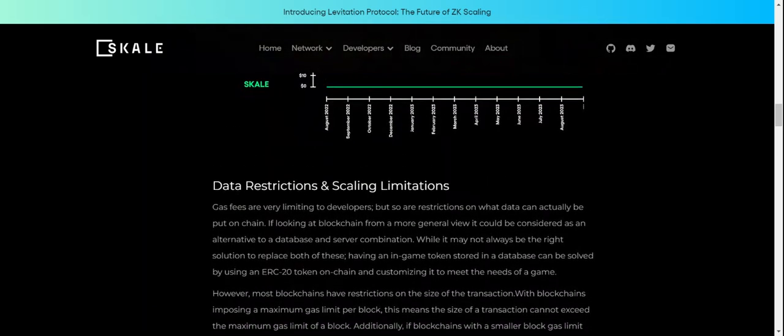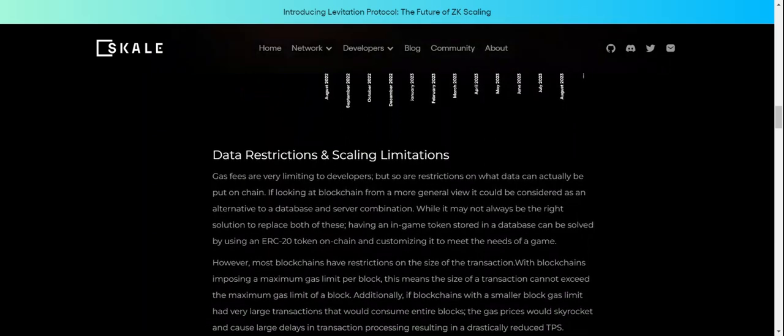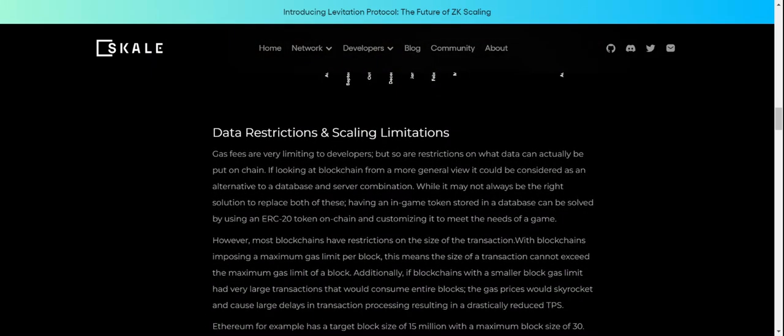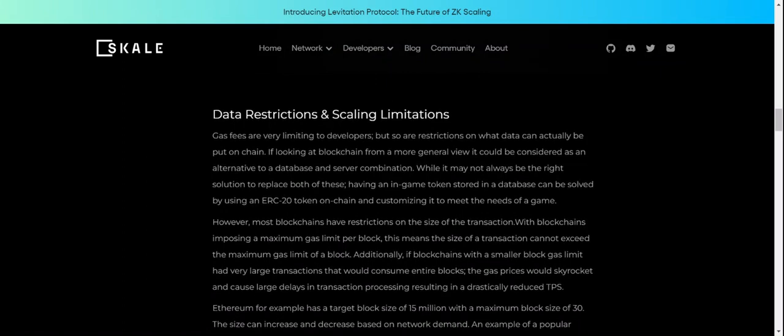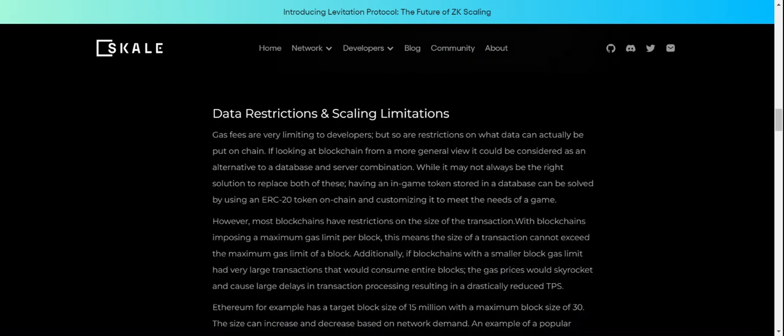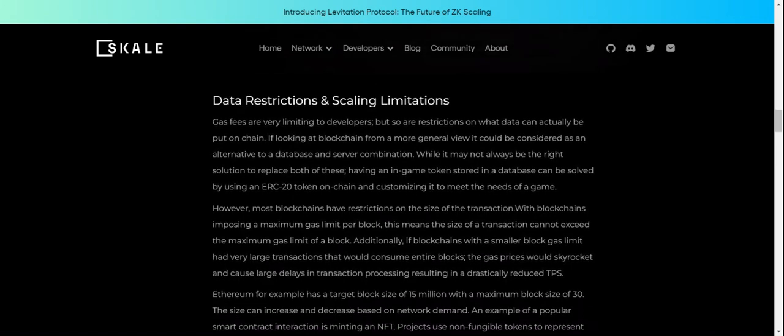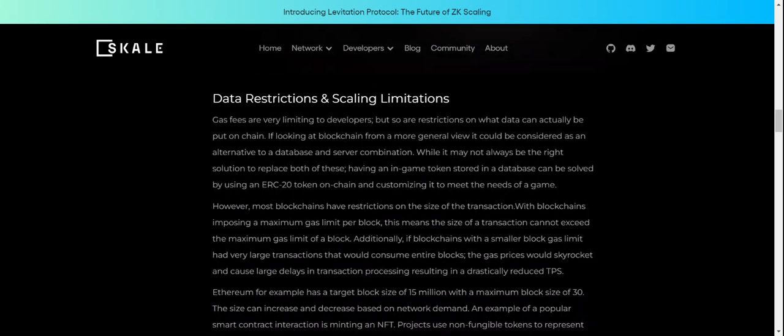Now another limitation wey dey for web3 space na data restriction and scaling limitation. Gas fee dey limit developers, but restriction on wetin data fit actually be on chain. If you dey look at blockchain from a more general view, you go see sey you fit consider am as alternative to a database and server combination.